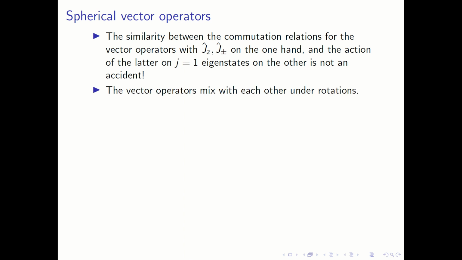Well, firstly, let us note that just like states mix among themselves under rotations, so do operators. The vector operators mix with each other under rotations. And notice that linear operators form a vector space of their own. Now this is a different vector space than the one we started with. The states form a linear vector space. This is basic quantum mechanics.